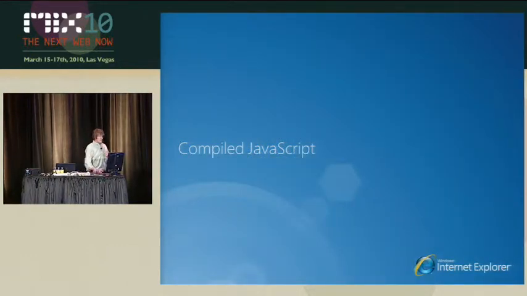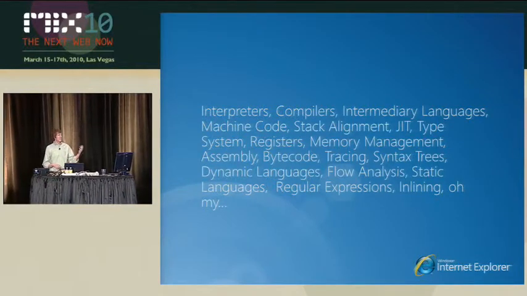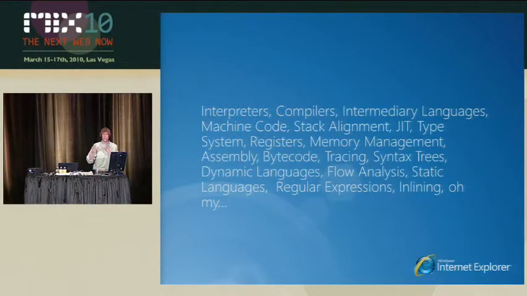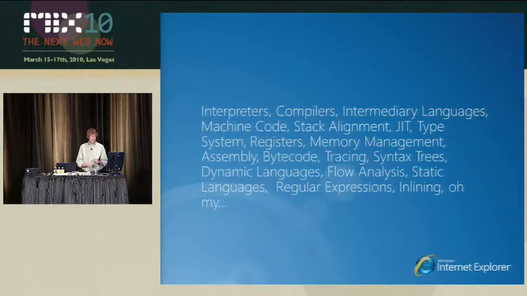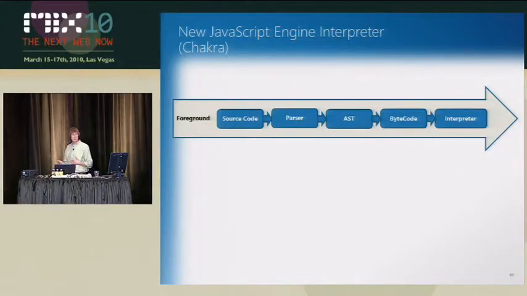The second large architectural change was, of course, compiled JavaScript. Now, JavaScript runtimes are extremely complex systems. You'll hear lots of acronyms: interpreters, compilers, intermediary languages, JIT. I'm not going to go into that level of depth today. I'm going to give you a high-level overview of what we've done. With Internet Explorer 9, we've built a brand new JavaScript engine that has a brand new JavaScript interpreter. And what this allows is the browser to immediately start interpreting your JavaScript code as soon as it becomes available.